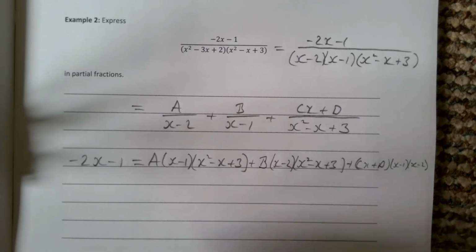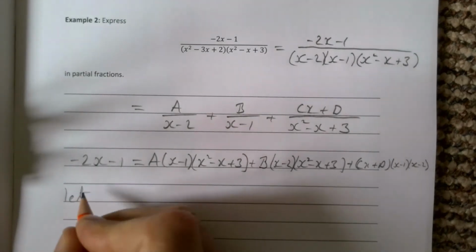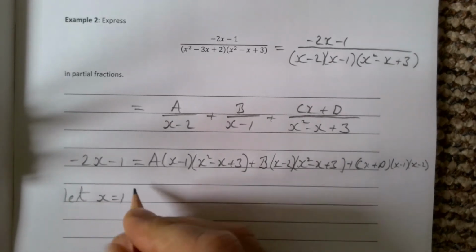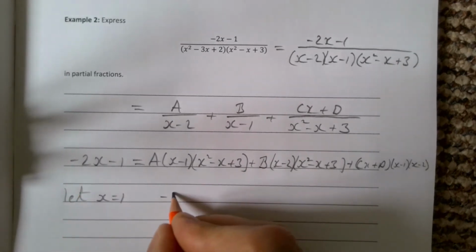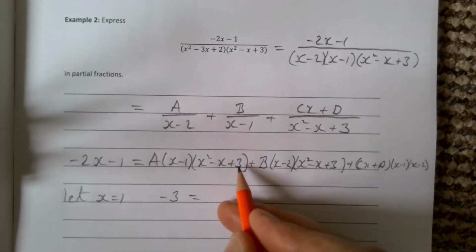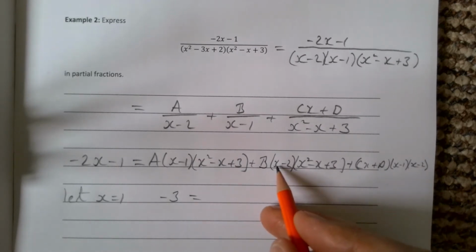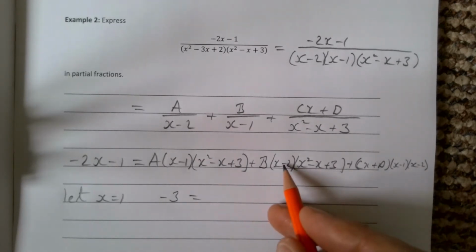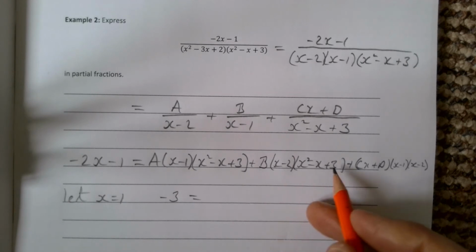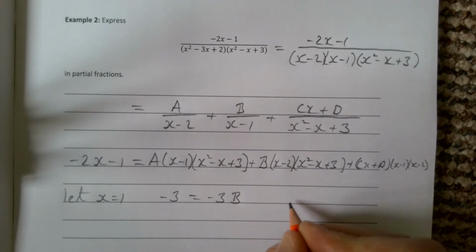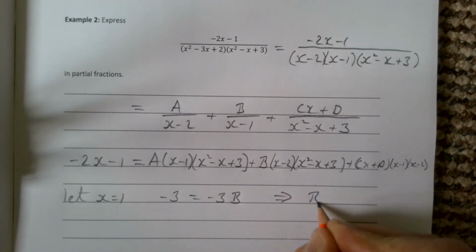I fitted it in. What about that? If I let, what am I going to do? I'm going to let x equals 1. That seems like a reasonable thing to do. If I let x equals 1, this is going to be minus 3. This whole thing disappears. This whole thing disappears. I end up with this. And if you let x equals 1 in that, we are going to have a minus 1 there. 1 take away 1 plus 3, so it's minus 3B. That gives me B equals 1.